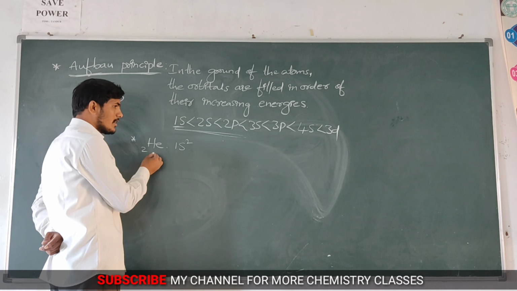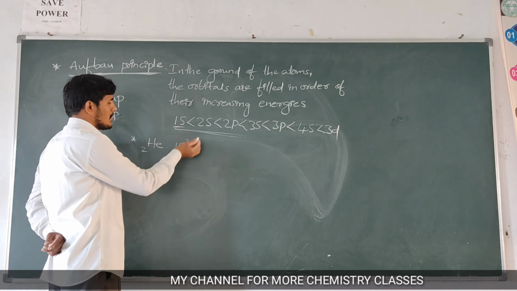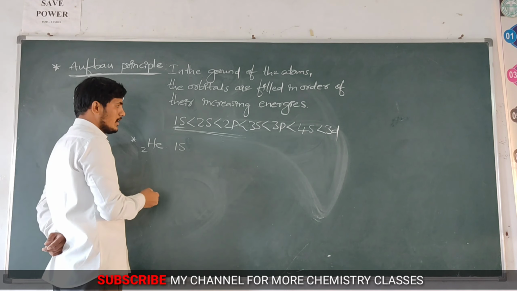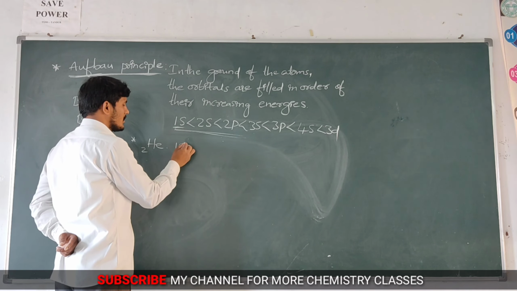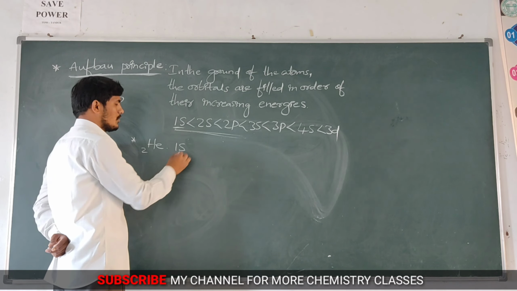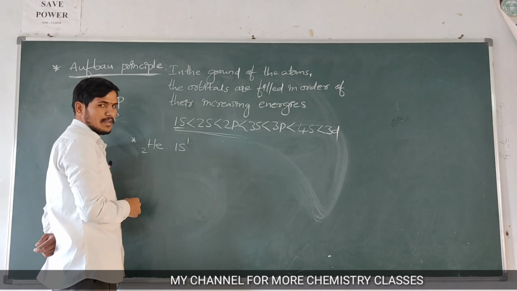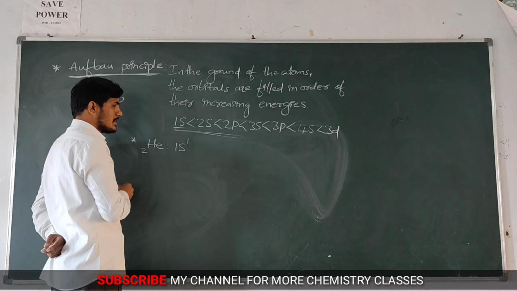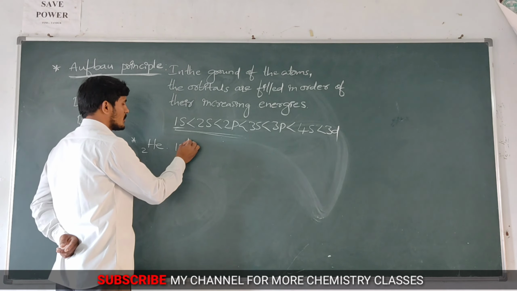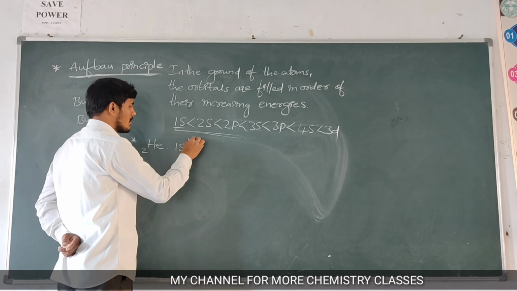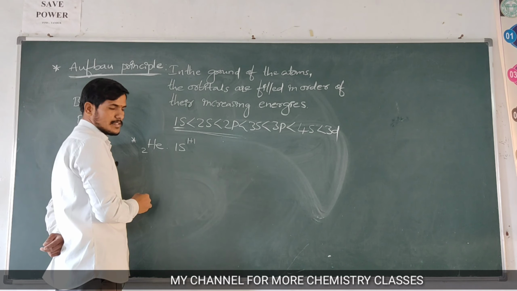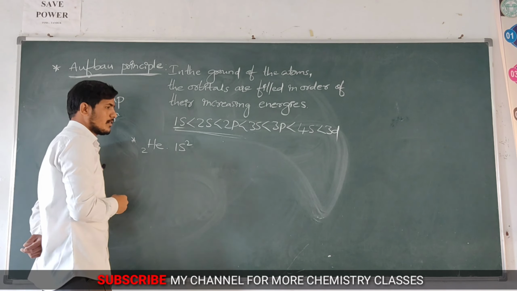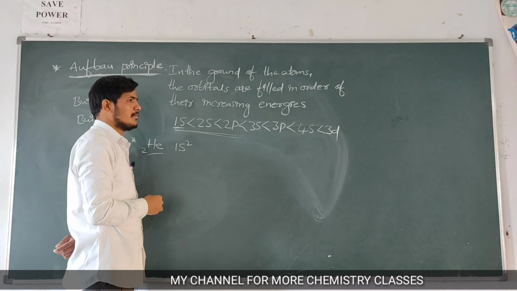When we write the electronic configuration of helium, it first enters into 1s, the first main shell. In that, what are the subshells? s is the subshell. So the first electron enters the 1s orbital. Next electron, how many total electrons are present in helium? 2 electrons. So the second electron also enters the s orbital. That's why we are able to write the 1s2 electronic configuration of helium.